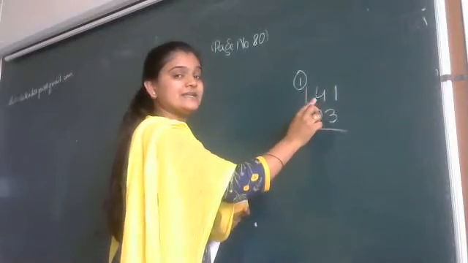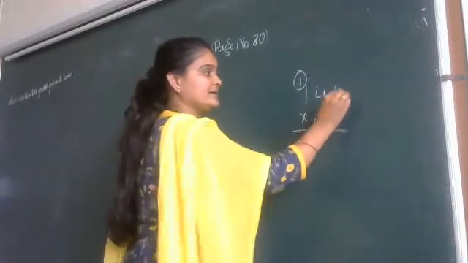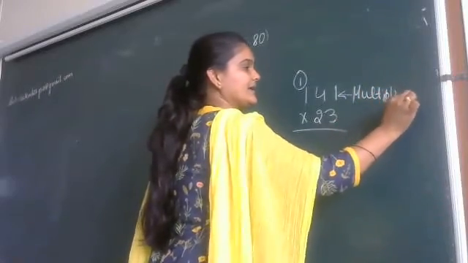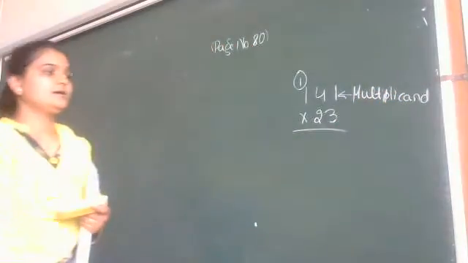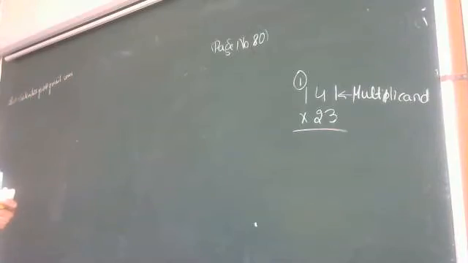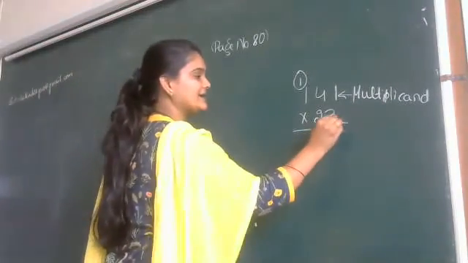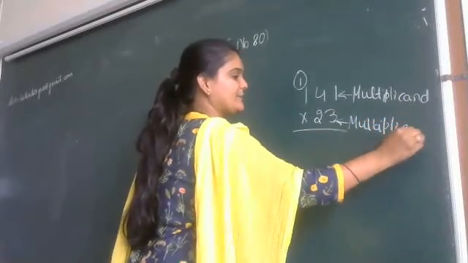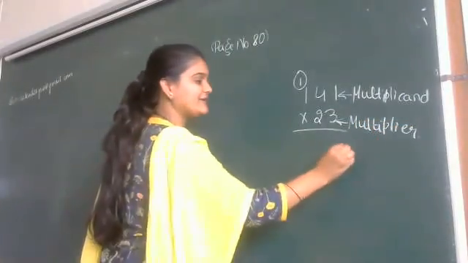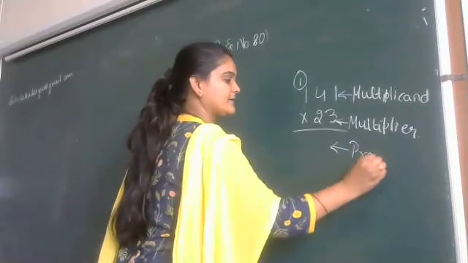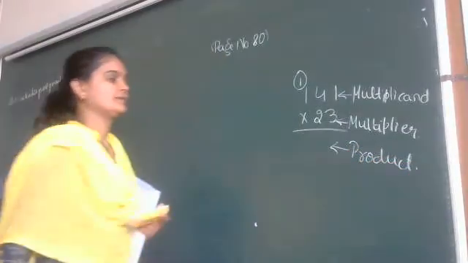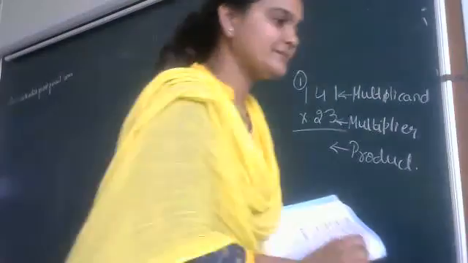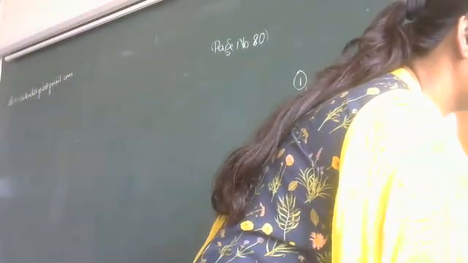Here what we have? It is multiplicand. This is multiplicand. Can you all see the board? It is multiplicand. What is 23 here? It is multiplier. Yes, it is multiplier. What answer we get will be our product. Any other doubts, children? No, ma'am.